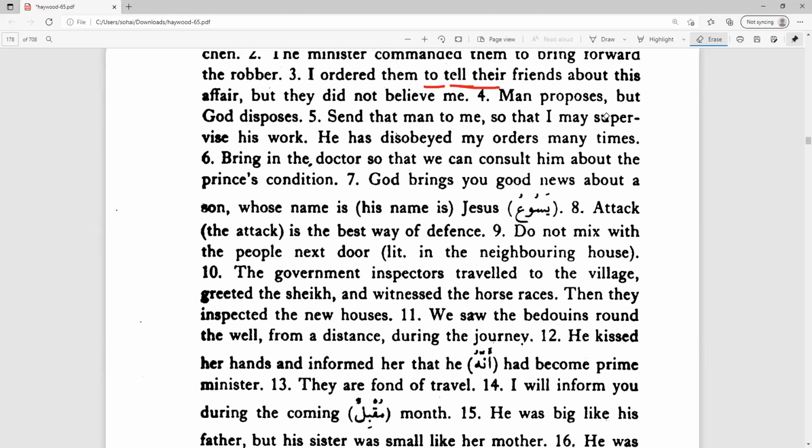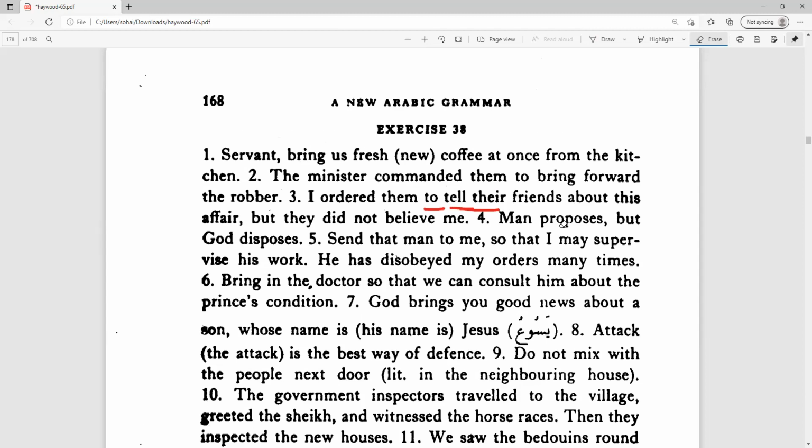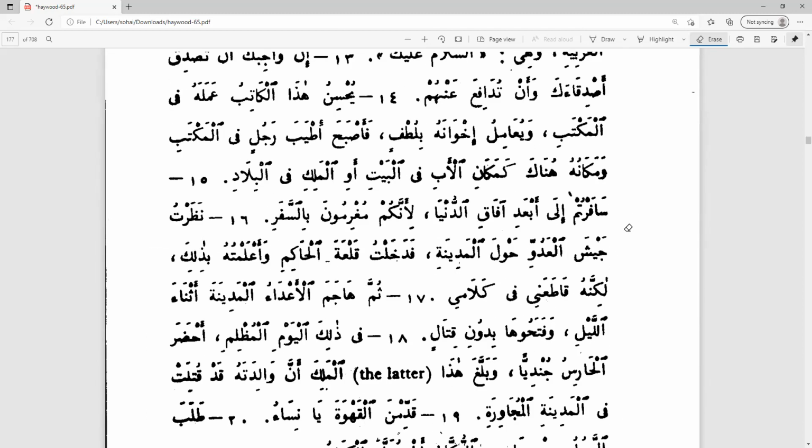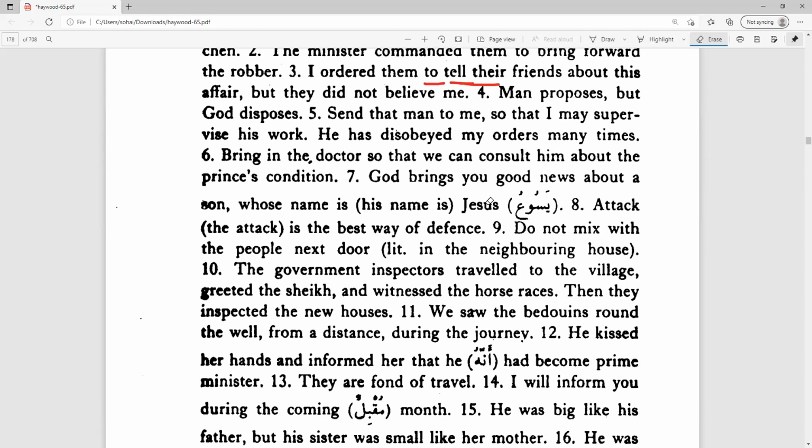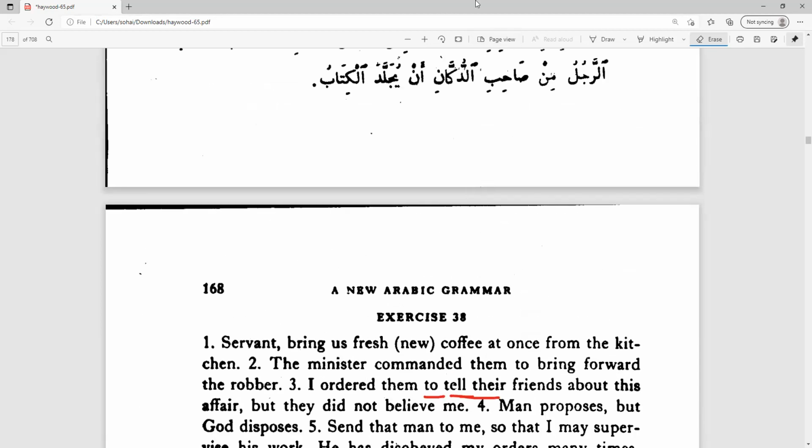Man proposes. So propose is dabbara. So dabbara al-insanu or al-rajulu, lakinna allaha yuqaddiru. Right? Qaddara means to determine. Send this man to me. Okay, I think the rest you could try yourself, inshallah. Any questions?